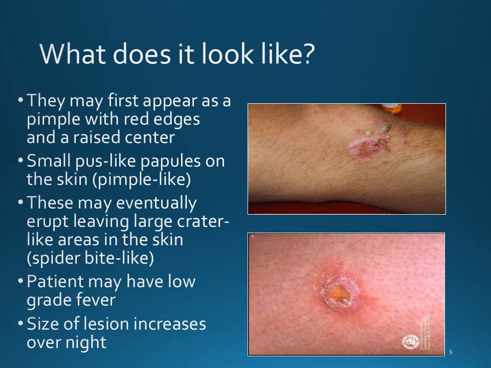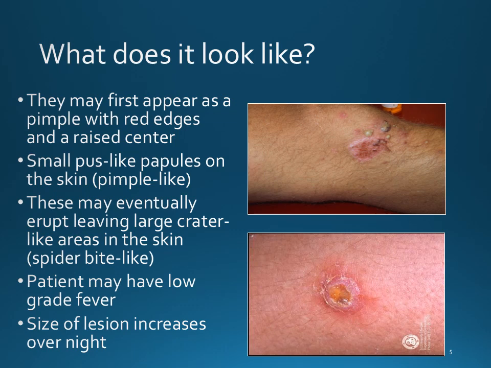What does it look like? So normally it's going to look like one of two things. Some sort of pimple that has gotten widely out of control quickly. Or it's going to look like a spider bite that kind of blows up overnight, and then you start kind of losing tissue. So either of those is going to be a pretty good indicator. The best indicator is going to be the last one.